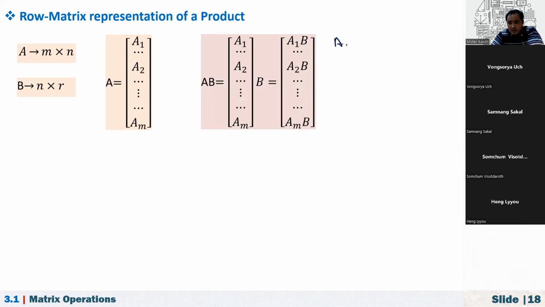For example, let's take A1 and B. Now, what is the dimension of A1? It is a row, right? It has one row. And how many columns does it have? It has N columns. How about B? B is an N by R matrix. So these numbers are the same. So the result of this product will be 1 by R. Each one is 1 by R. Each one is a row.